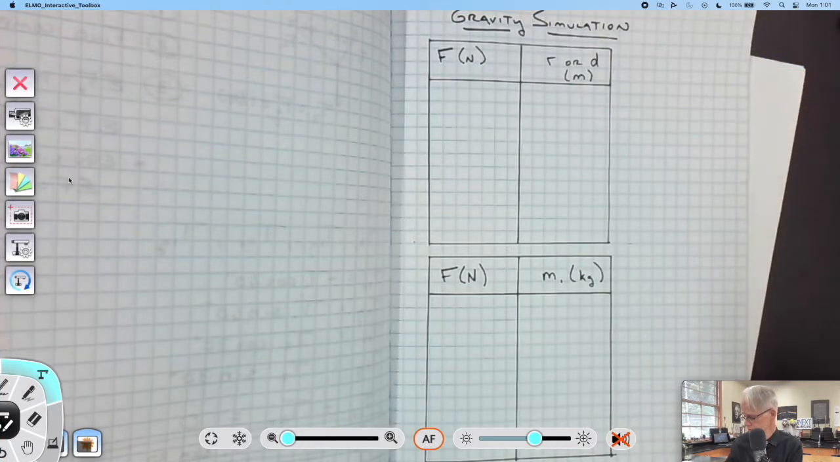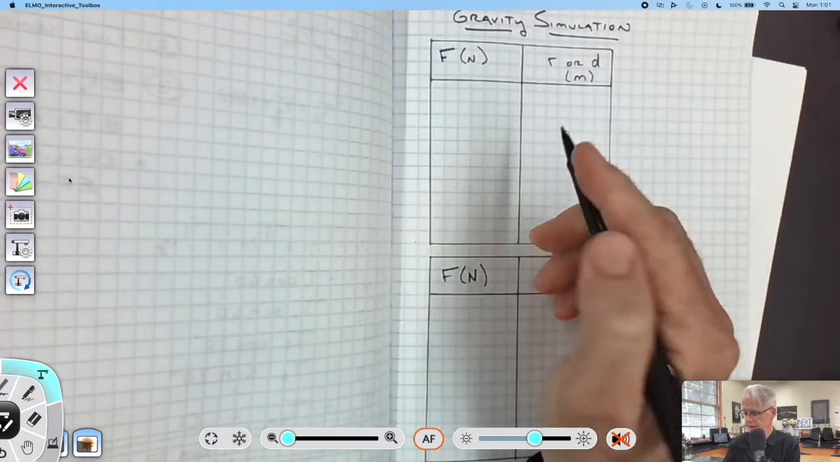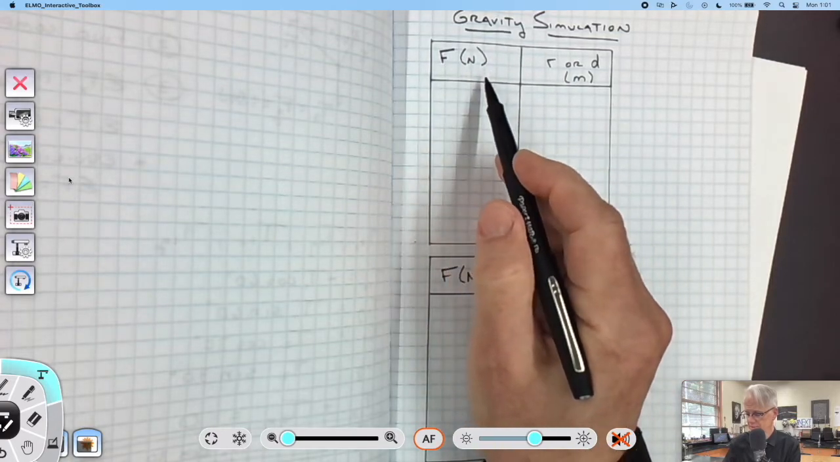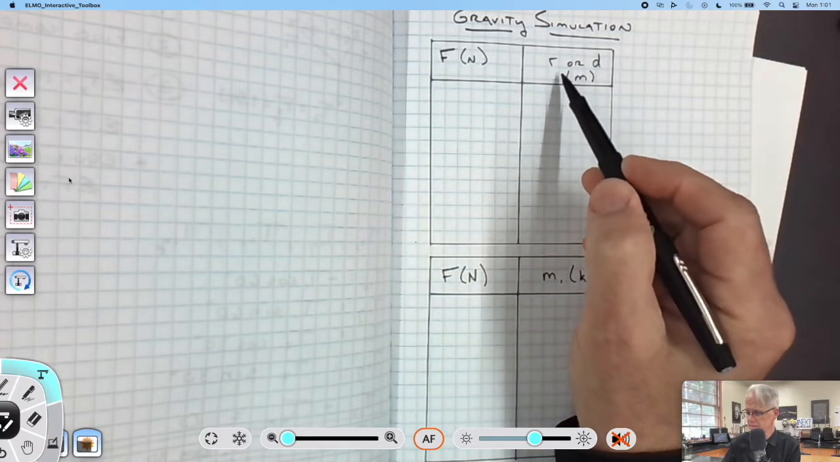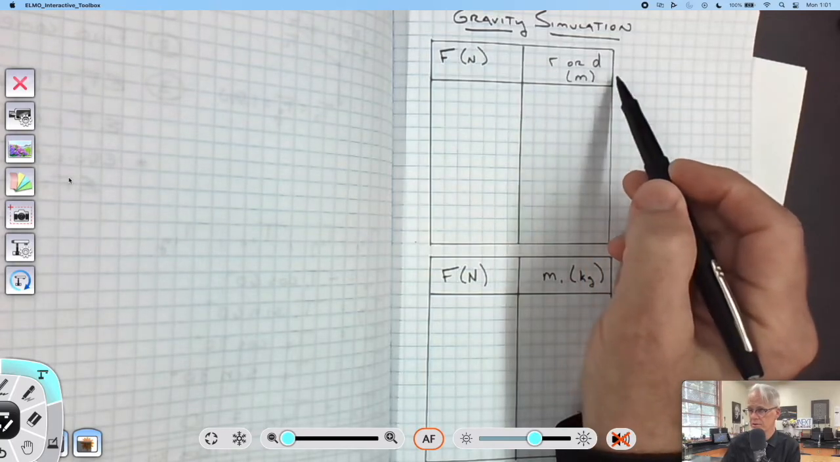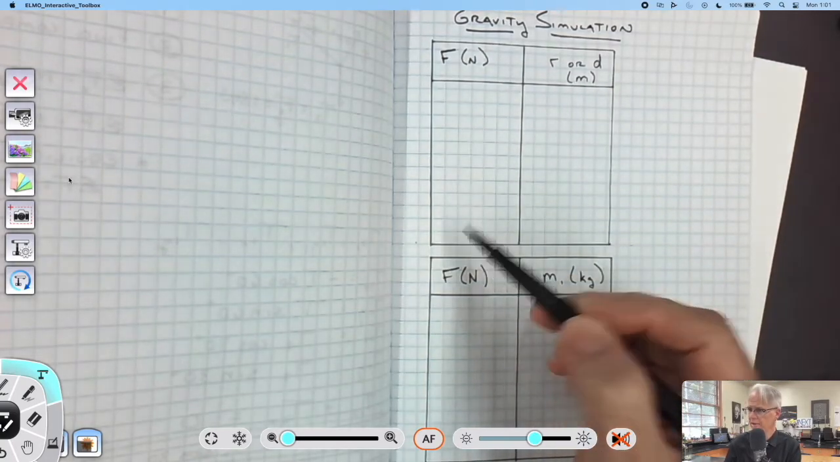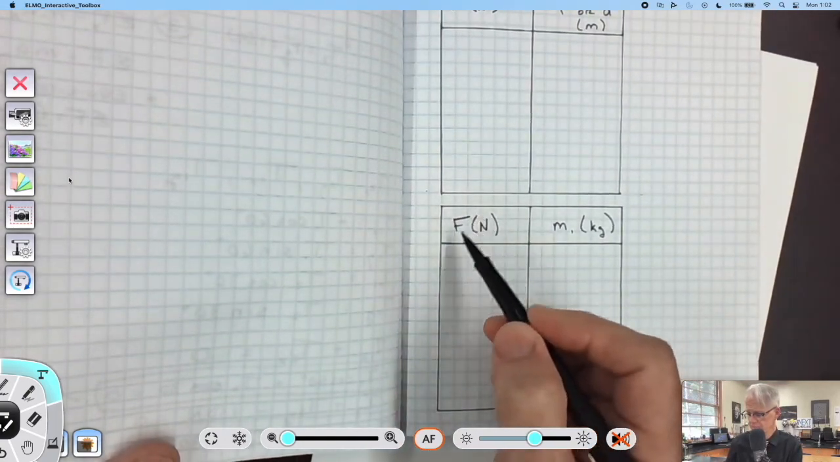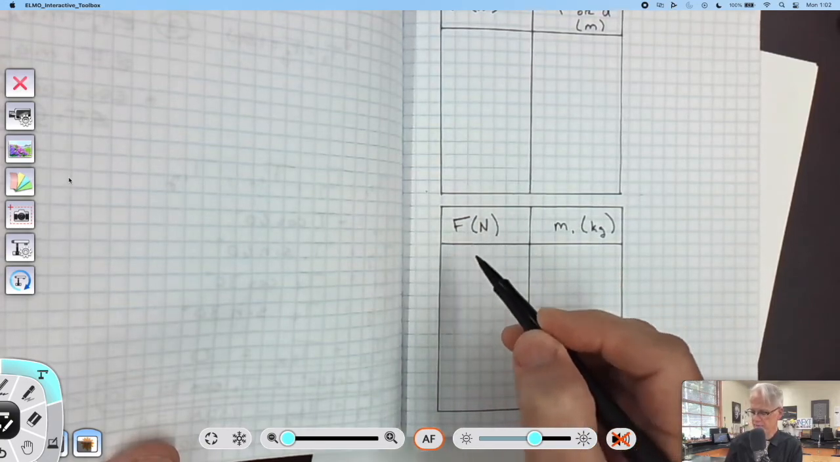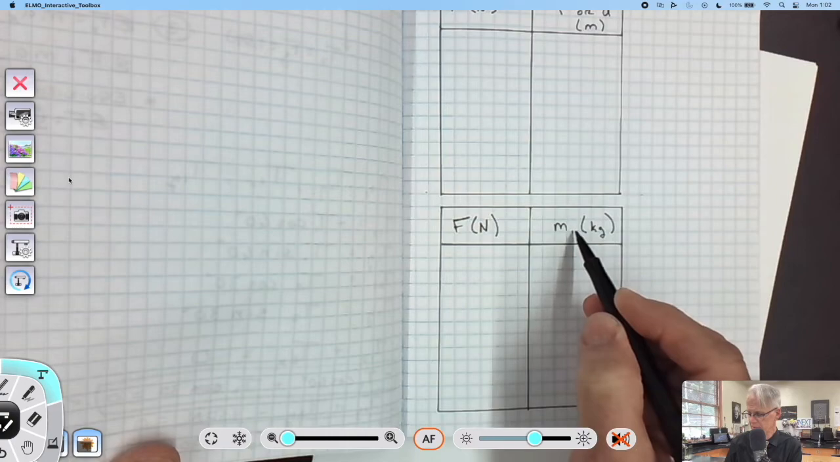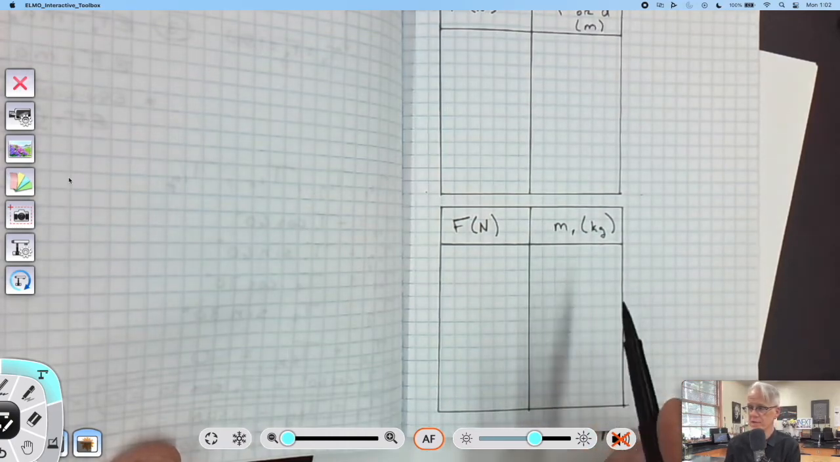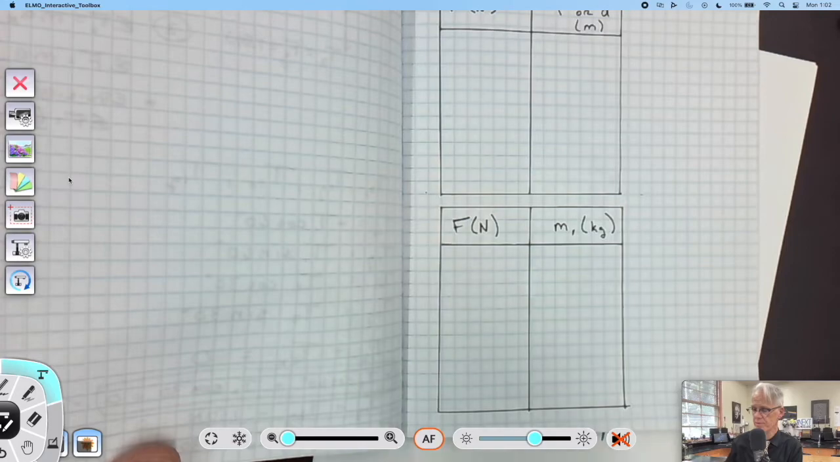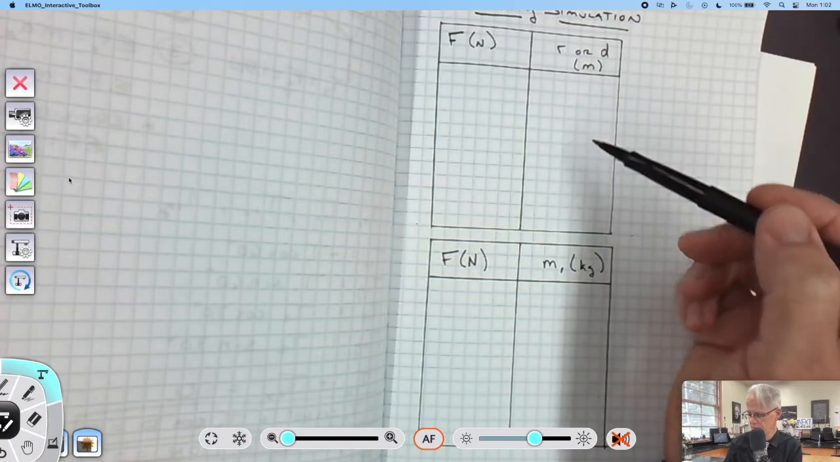So for your two data tables for your two graphs, you'll need a data table that has the force in newtons and the distance, which can be either r or d in meters here. And you'll need about 5 data points. The other graph will be measuring the force of gravity in newtons, and let's say the mass, we'll just change mass 1. Now remember, when we're doing this, we want to keep everything the same except for what we are changing.